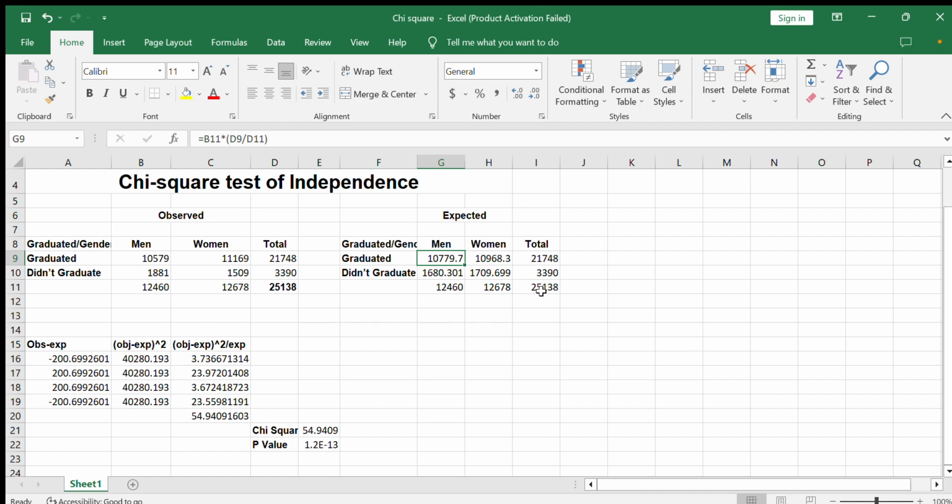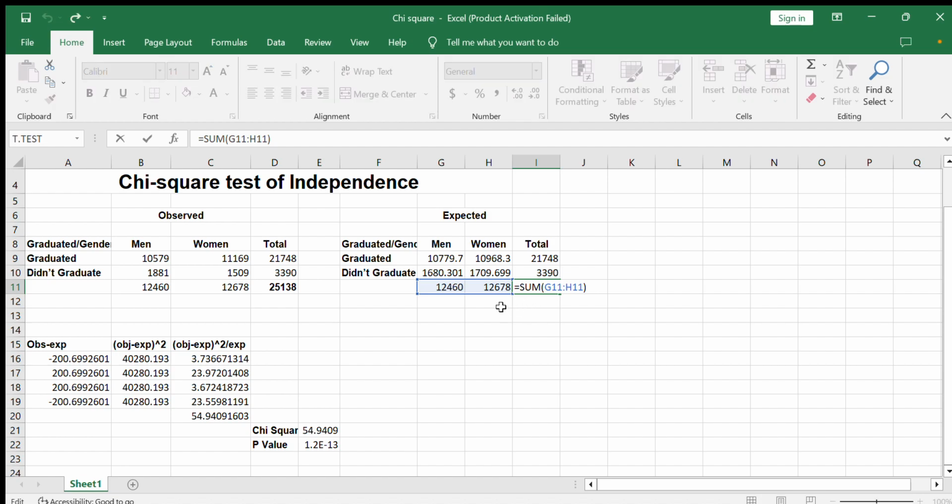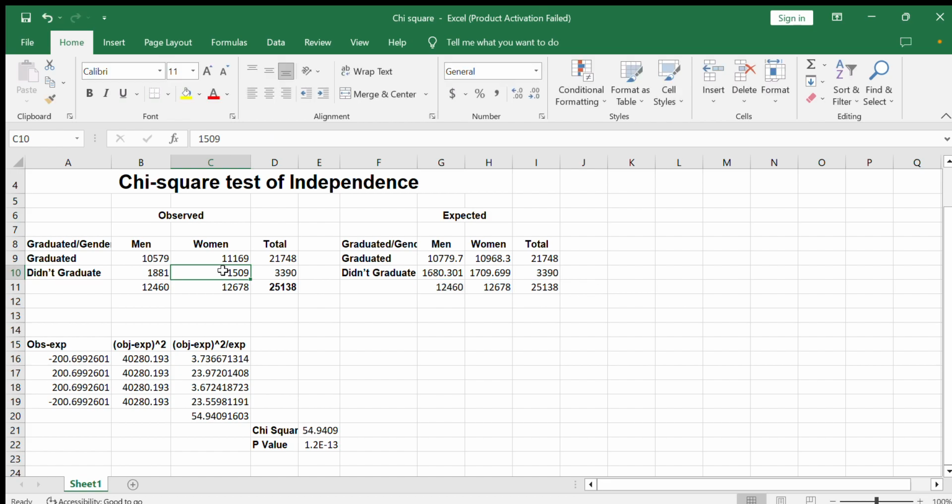If we are here, this is I11, and it is the sum of G11 to H11. That is G11 and H11. So if we double click, you will see what that sum is about. Now, if we come here, that is C10.